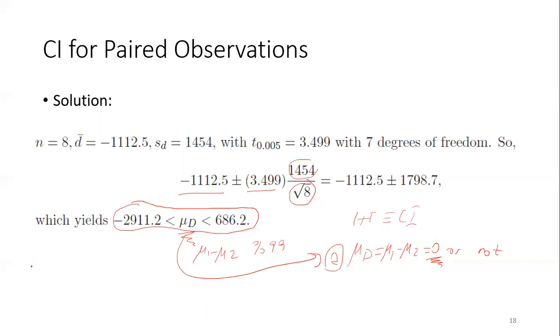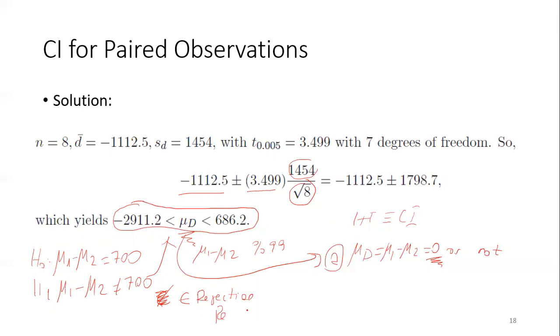But if I just ask you this, let's test this hypothesis. H0: mu1 minus mu2 is equal to, for example, 700 versus H1: mu1 minus mu2 is not equal to 700. Then when you just look at here, 700 is an element of the rejection region, or the critical region, right? Hence, what you do is you just reject the hypothesis and say that mu1 minus mu2 is not equal to 700.